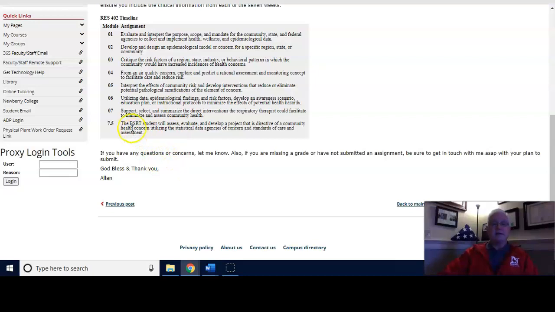And you can foresee this is the actual objective for your final project. You're going to assess, evaluate, and develop a project that is directive of a community health concern utilizing statistical data agencies. And you're going to talk about the standards of care and the assessment of the patient, the treatment protocols, and how respiratory can be involved with regards to helping to improve community health.